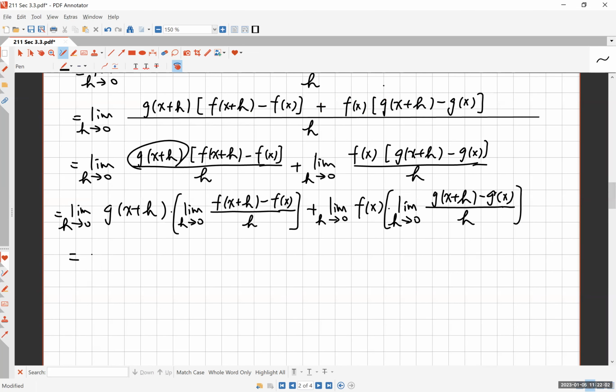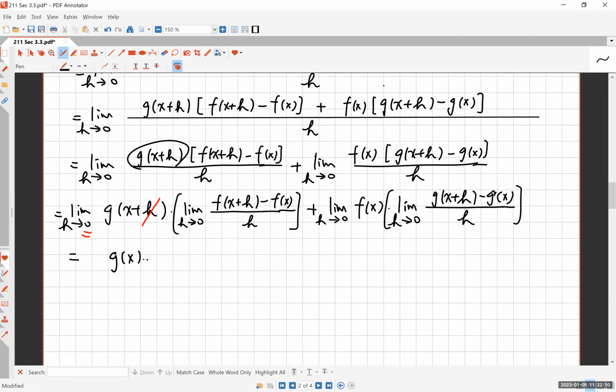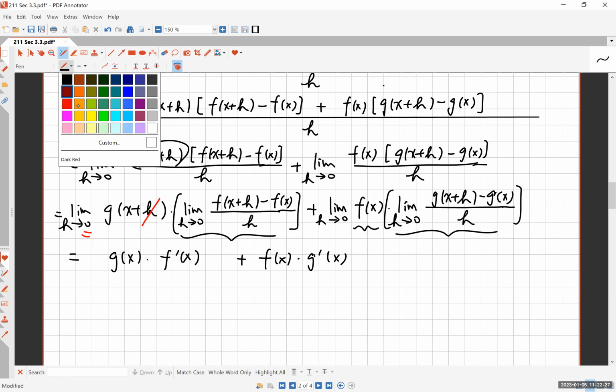And by the way, at this point, h can be replaced by 0 for that one. So you have g of x, and what in the world is that one? As I said just a few seconds ago, that's the derivative of f. And now you have f of x times the derivative of g. There it is. This is called the product rule.